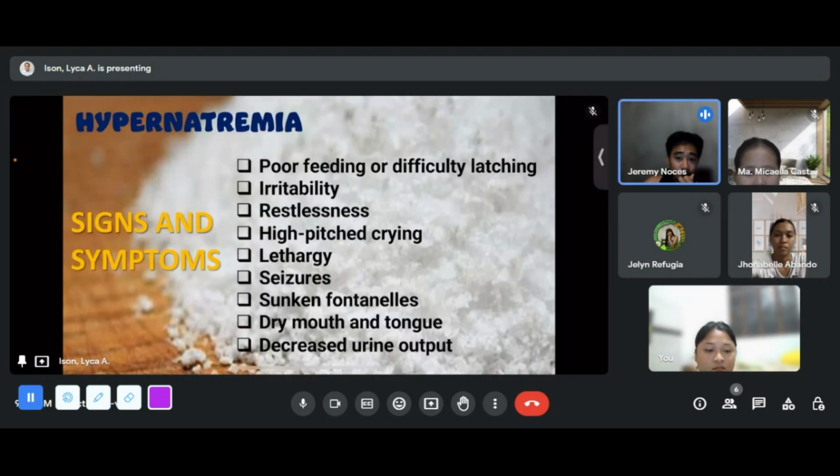So these are the signs and symptoms in neonates: poor feeding, irritability, restlessness, high-pitched crying, lethargy, seizures, sunken fontanelles, dry mouth and tongue, decreased urine output. So, ma-observe natin sa signs and symptoms na parang same lang siya sa dehydration, pero mas grabe. Next.